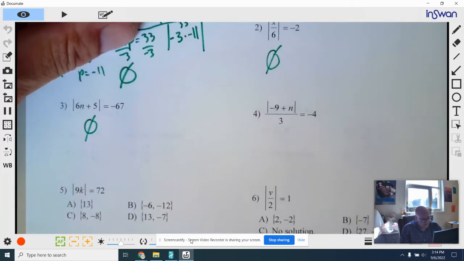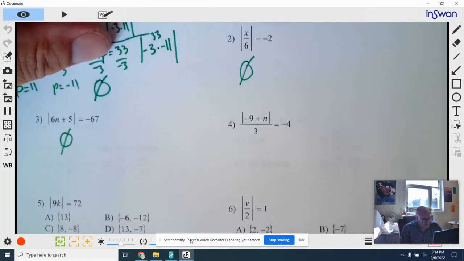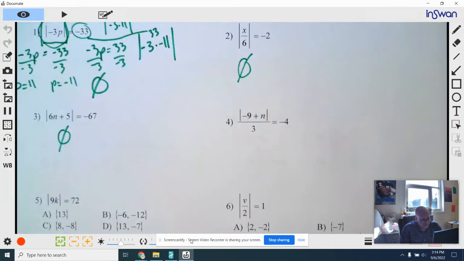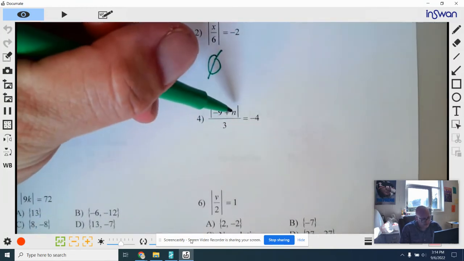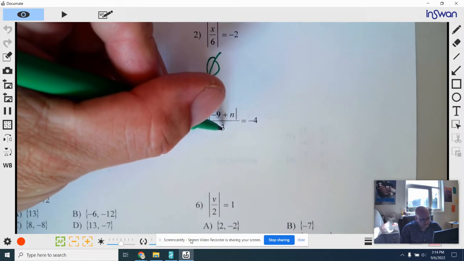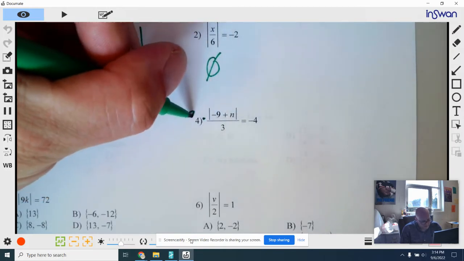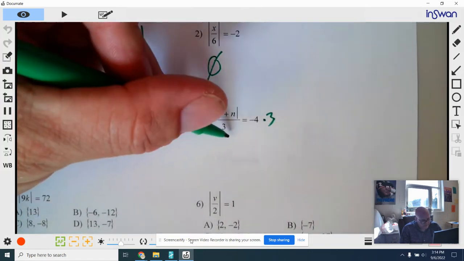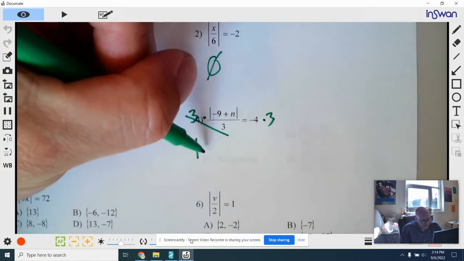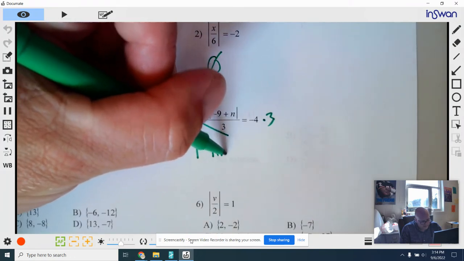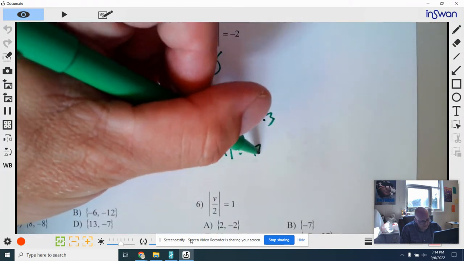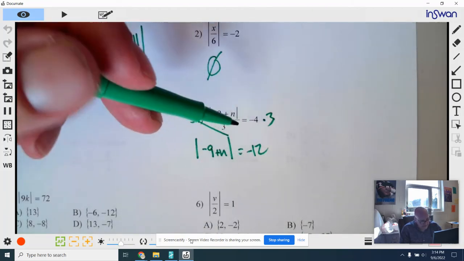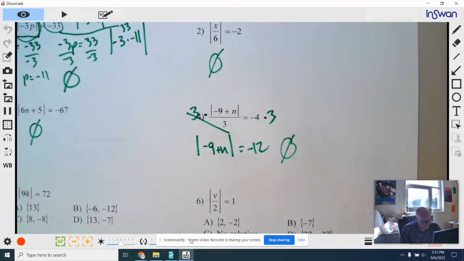Okay, if you look at number 4, the bracket is not isolated. It does equal a negative number, but we can't yet say it's no solution. We do need to isolate it completely first. So I see it down here. It's being divided by 3. So I multiply by 3. Come over here, do the same thing, multiply by 3. Those cancel. And now we have the absolute value of 9 plus n is equal to negative 12. So now my bracket is isolated, and it equals a negative number. So at this point, I can say it's no solution.